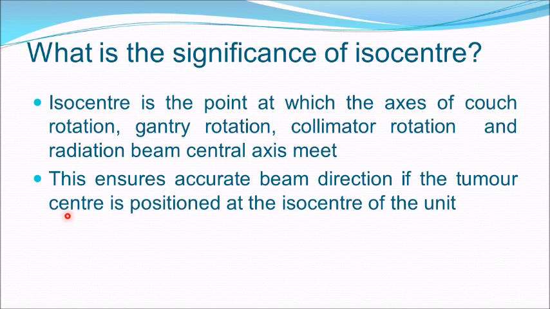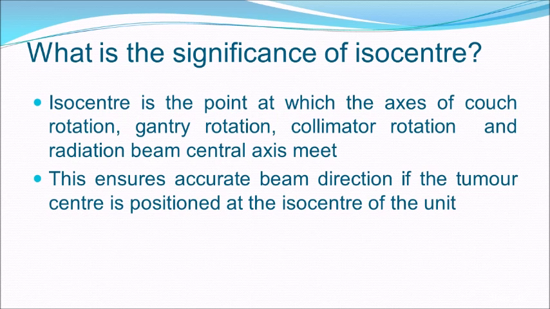If you position the center of the tumor at the isocenter of the unit, then whatever may be the angle of your gantry, couch or collimator, the radiation central axis will pass through the tumor central axis. So we will not have geographical miss. It has made a big change to the way we direct the beam onto the patient tumor.